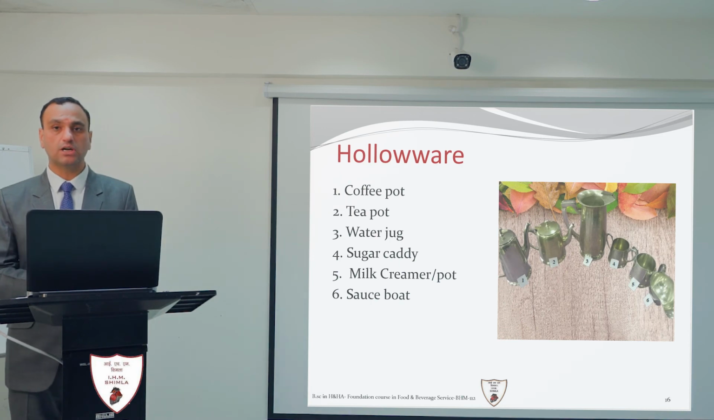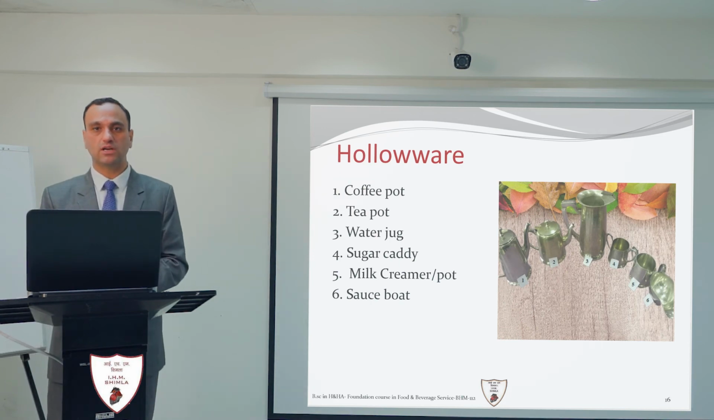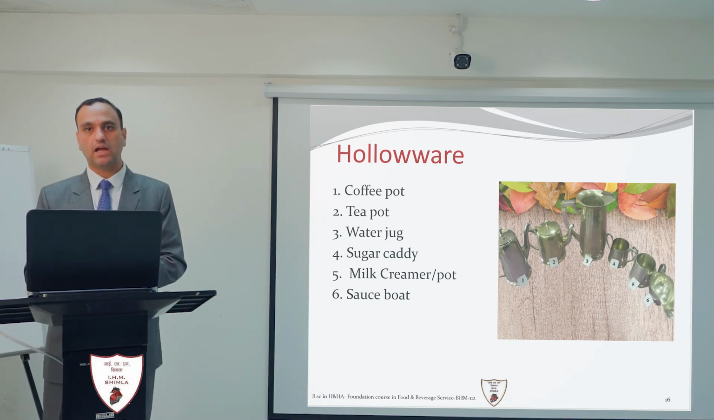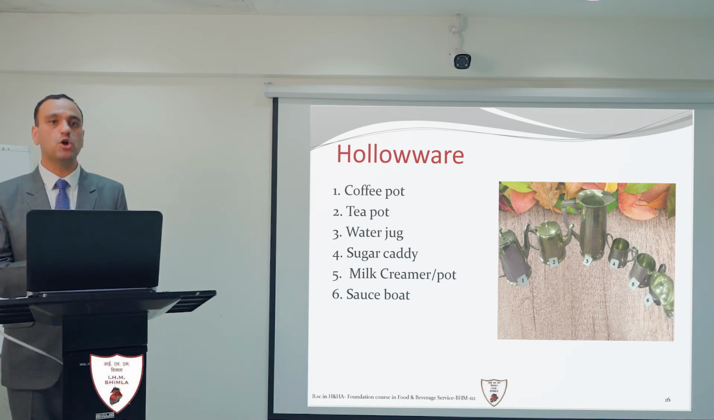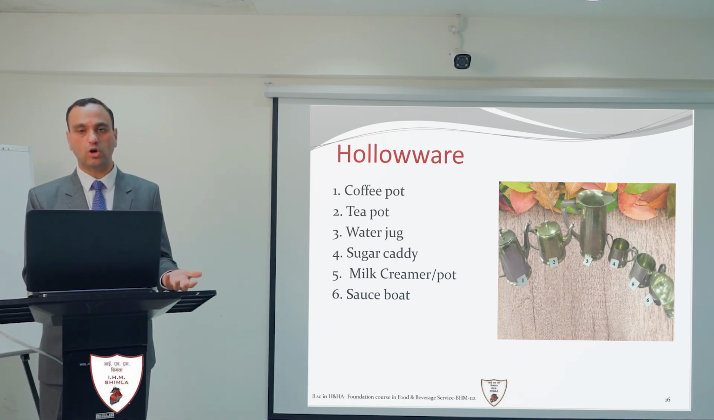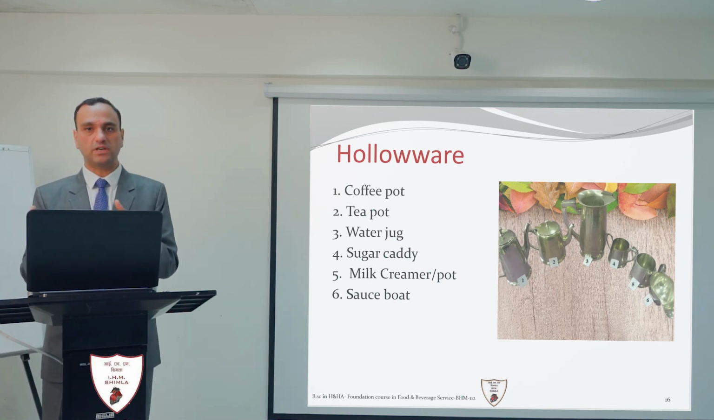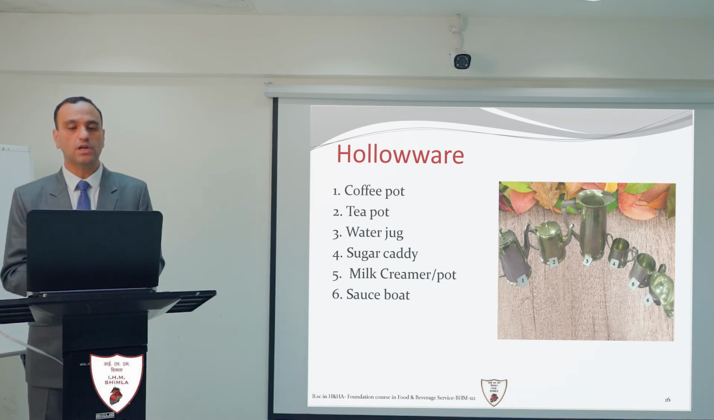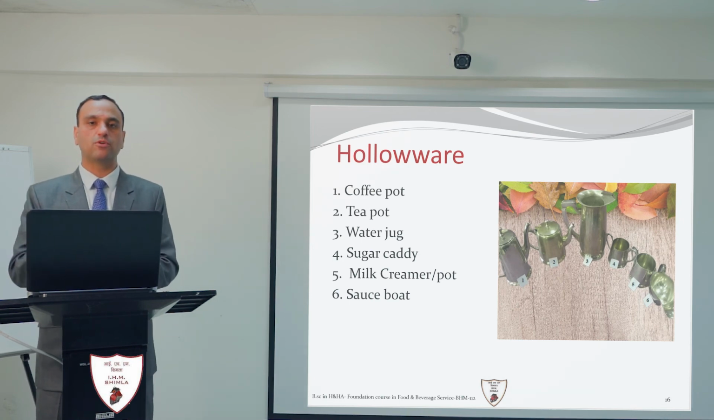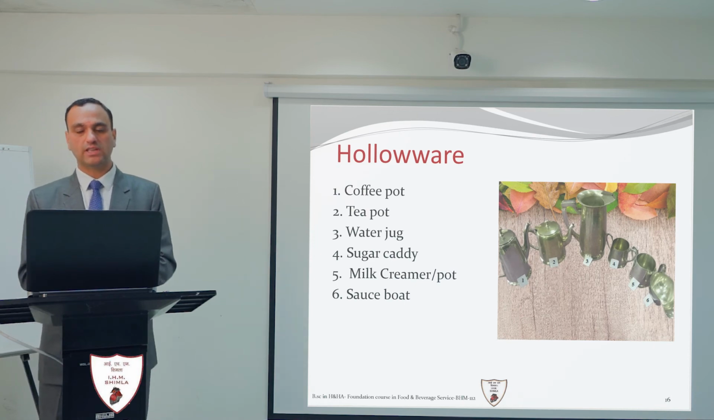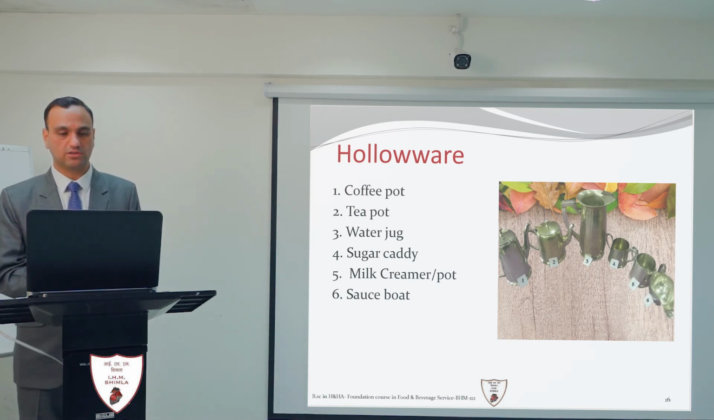Next is the water jug. Water jug will be used for serving water to the guest in a restaurant, when the guest does not prefer mineral water bottles or any other water bottles. In that case, the guest will be taking our regular water from the tap or RO filtered water. So that water will be served from the jug. For that reason, we utilize water jugs.